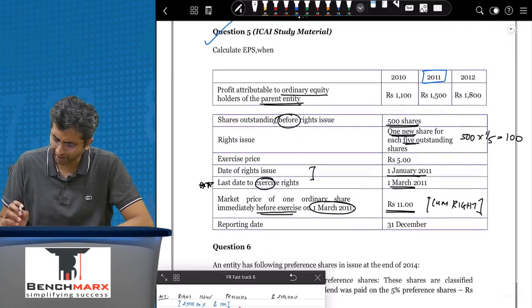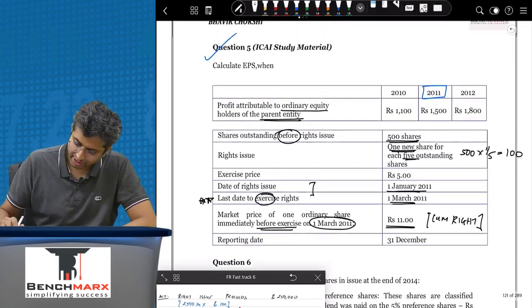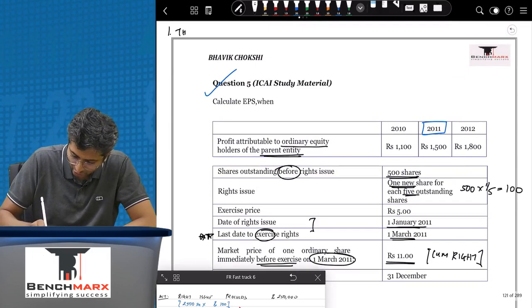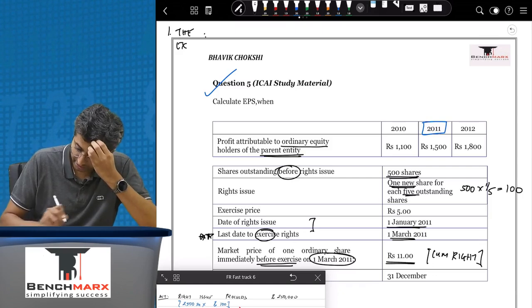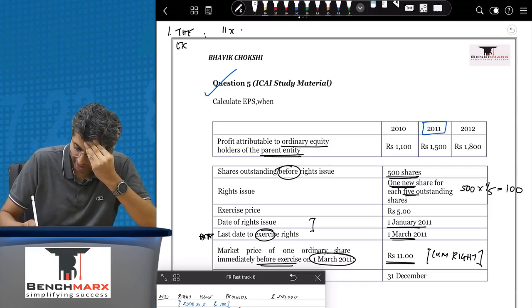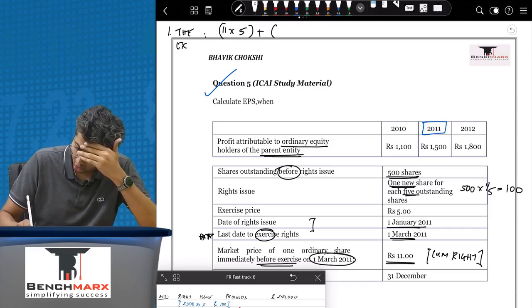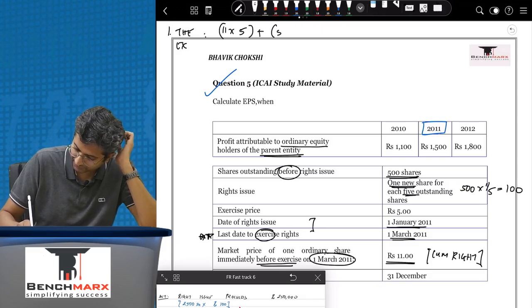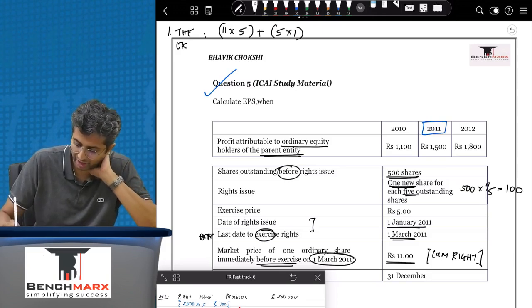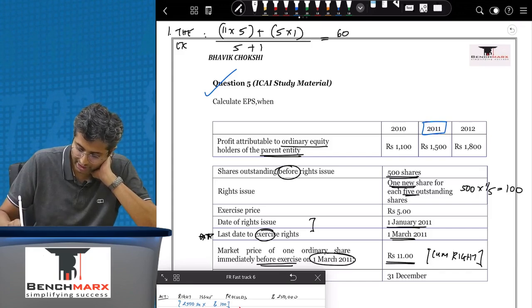What do we have to do? We have to find the EPS. So over here you will first calculate the theoretical ex rights price. The price is 11 rupees and you will have to buy 5 shares of 11 and then 1 share at the exercise price of 5. So for a total of 5 plus 1, that is 6 shares, you will end up spending 60 rupees, and hence the theoretical ex rights price is going to be 10.